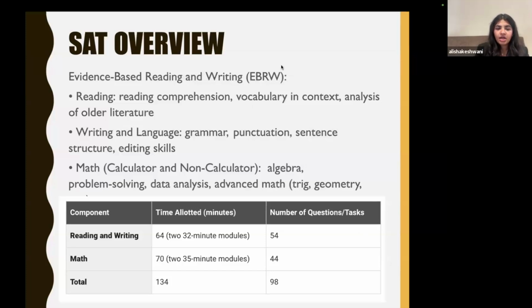And then for the time allotment, there's a little graph here that shows how much time you get for each. Since the exam is online, they have these split modules. For reading and writing, it's a total of 64 minutes, but reading will be 32 minutes and writing will be 32 minutes. And then for math, it's going to be two 35-minute modules, one with calculator and one without.